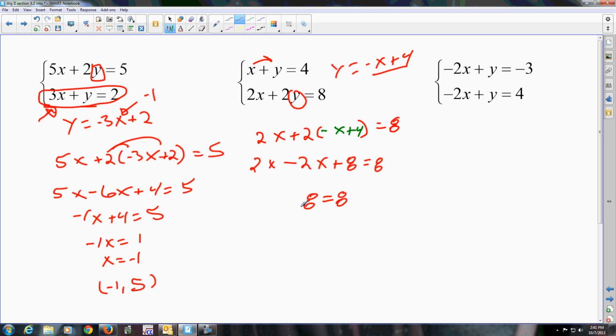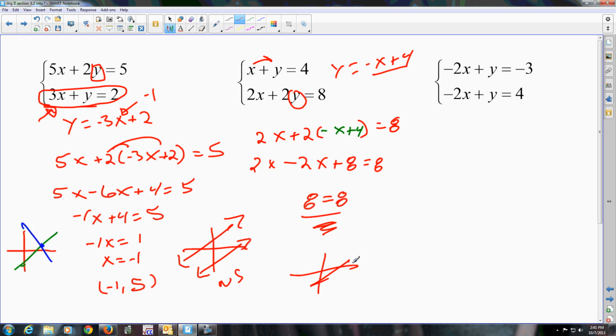How often does that happen? Always. 8 is always equal to 8. Now remember back, you could have a graph where you had two lines that crossed in one specific location. You could have a graph where they never touched. Remember? This was no solution. But then you could have one that was the same line over top of itself. That's what this means, because your goal is to find out where they touch.